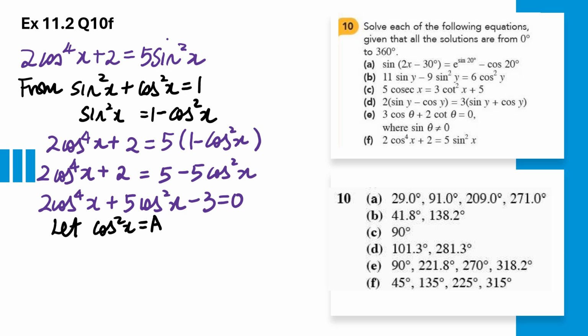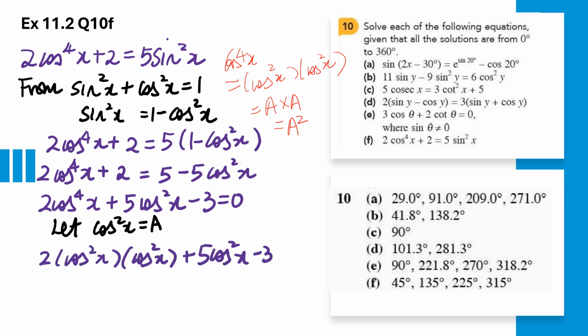Yeah, then what you get will be 2a squared, because cosine squared x times another cosine squared x gives you cosine to the power of 4x. So if you replace your cosine squared x with a, that will be a times a, and that gives you a squared. So you will end up with 2a squared plus 5a minus 3.